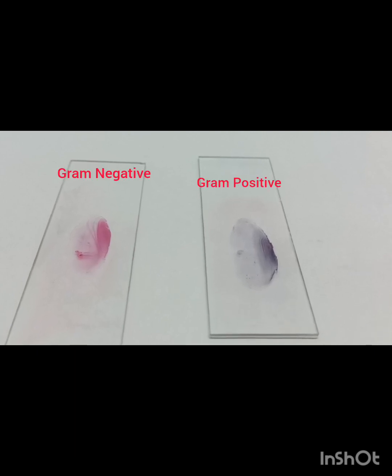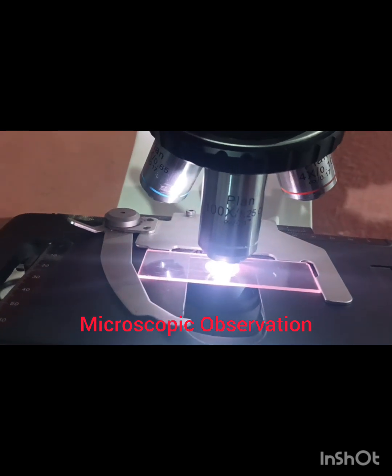After preparation of the gram stain, we can easily differentiate between gram positive and gram negative bacteria. Here we look, the gram positive bacteria take crystal violet color, and gram negative bacteria take the safranin color, like pink in color. So friends, we can easily differentiate which one is gram positive and which one is gram negative bacteria. Now let's go for the microscopy.